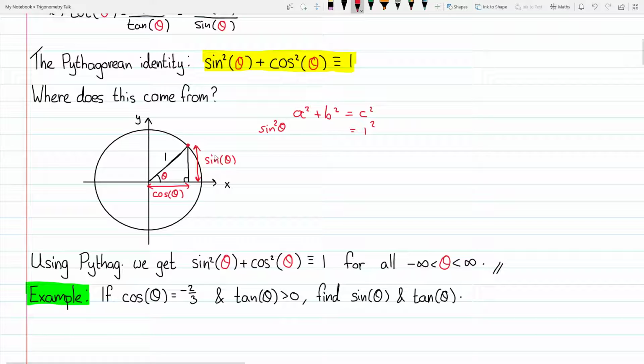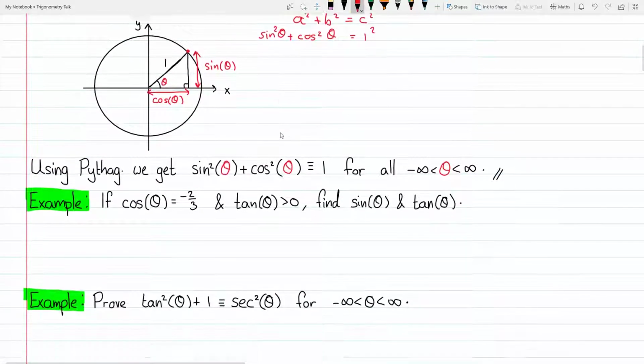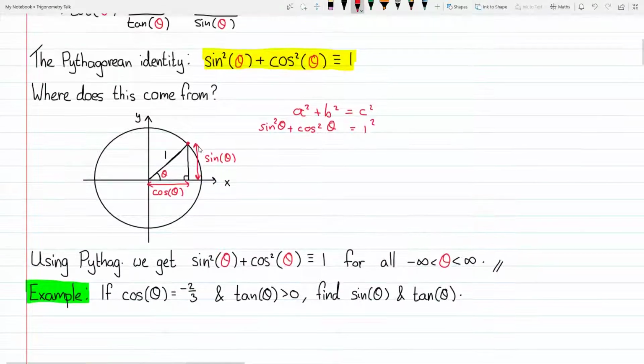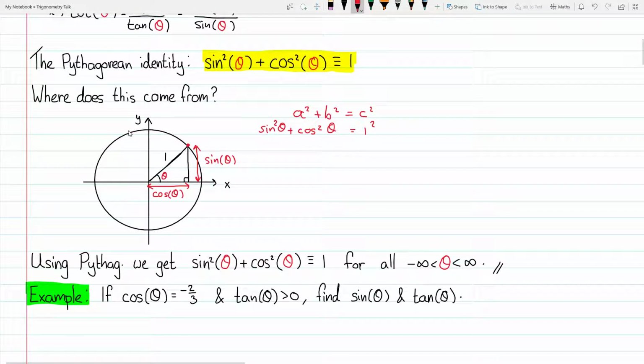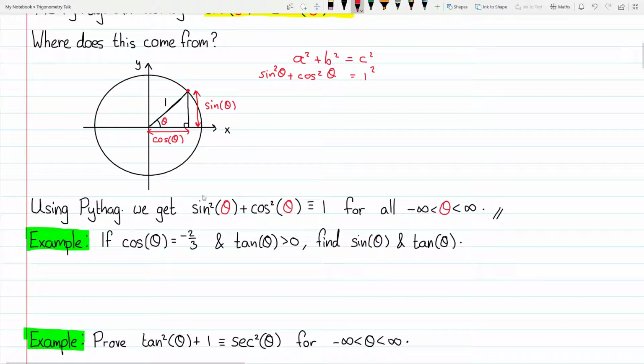But I digress. So yeah, we can just apply the Pythagorean theorem to this triangle, which means sine squared theta plus cosine squared theta is equal to 1, and this gives us our Pythagorean identity. And this Pythagorean identity holds for any point on the circle, which means it holds for any angle, you can think of it between 0 and 360 degrees, or 0 and 2 pi radians, but this actually holds true for any number of rotations, because that's how we generalize the trig functions.